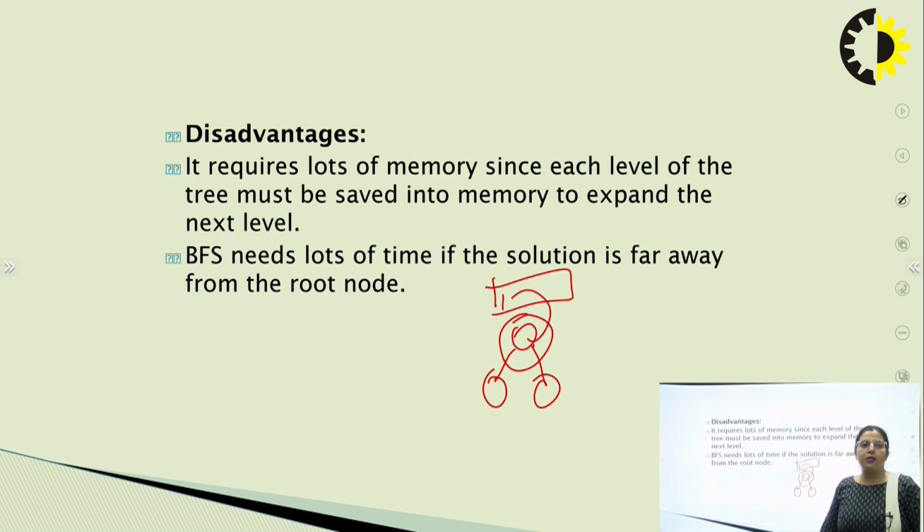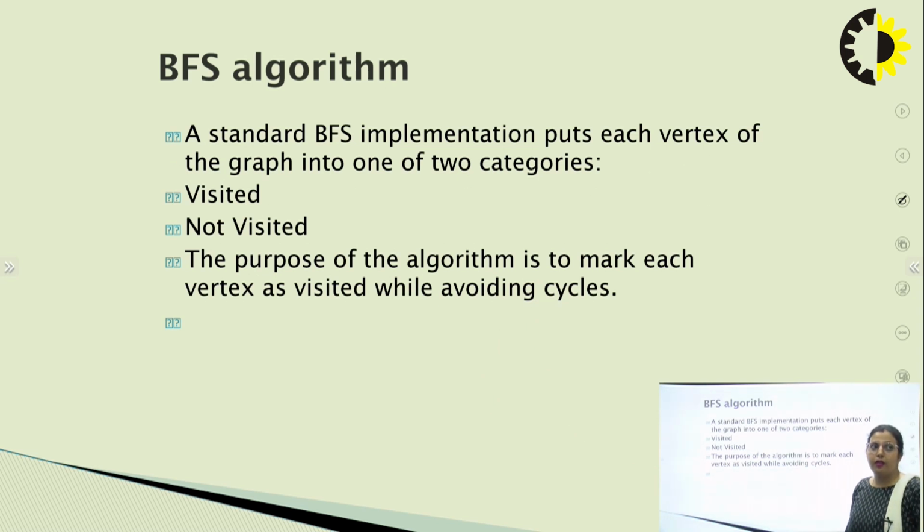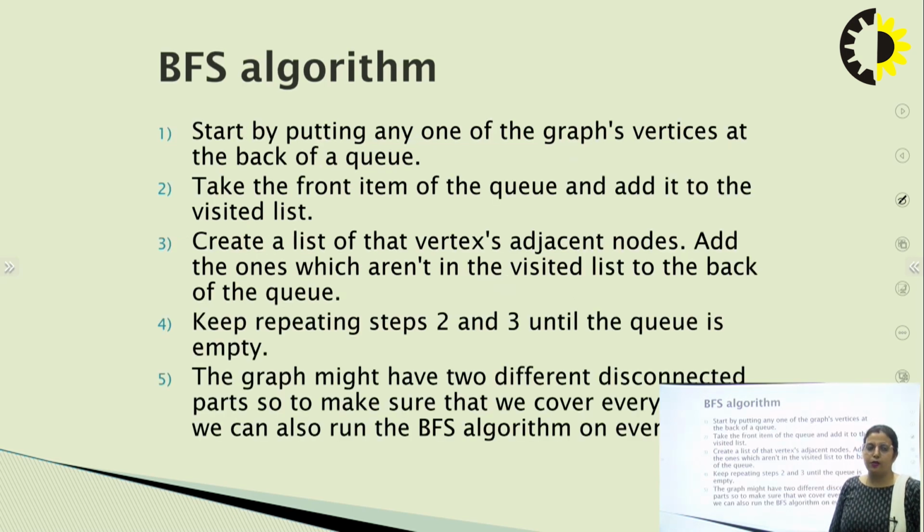And it requires lots of time while we are finding the solution. If we are traversing in this way and the goal node is here, then it takes lots of time. So the BFS algorithm has two categories of nodes. The first one is visited, and another one is non-visited. The purpose of the algorithm is to mark each vertex as visited while avoiding cycles, so that there should be no cycle.